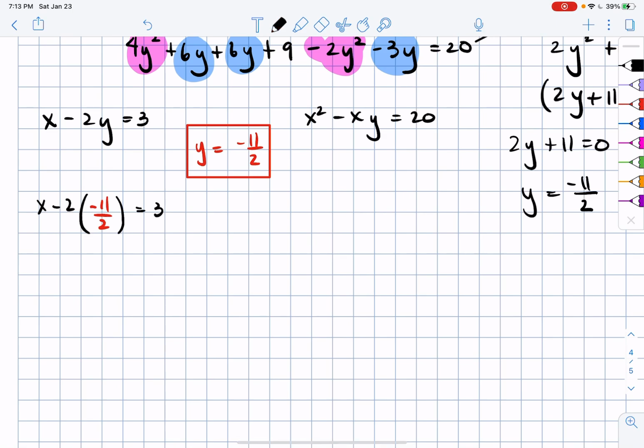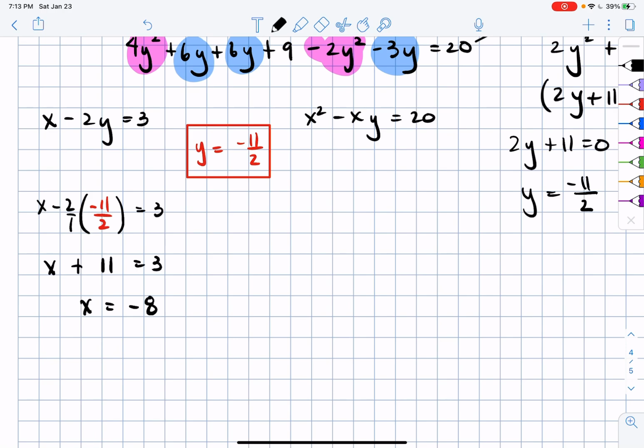It's 2, meaning it's 2 over 1, right? So what happens is that the 2 actually cancels out. So what I actually have here is x plus, because negative times negative is positive, plus 11 is equal to 3, okay? Because the 2 cancels out, so all I have left is 11. I subtract the 11, so x is going to equal negative 8, okay?